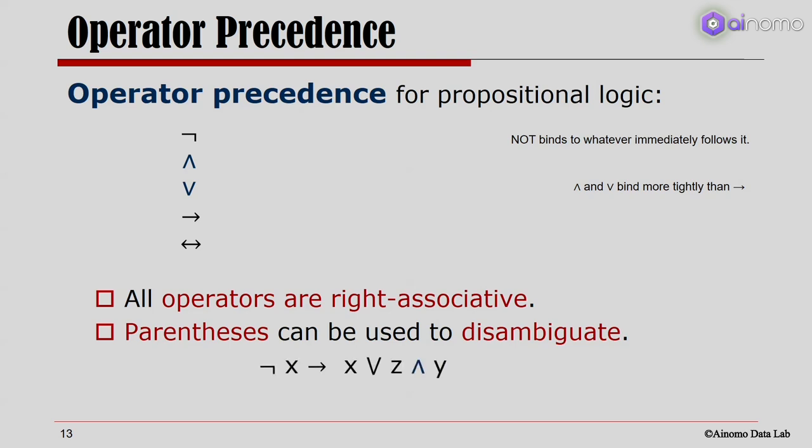So here is a formula where we have some connectives between x, y and z. Now, until we put parentheses, it is not very clear what this is. So parentheses can disambiguate the precedence. We could have this statement actually saying negation of x implies x or z and y.